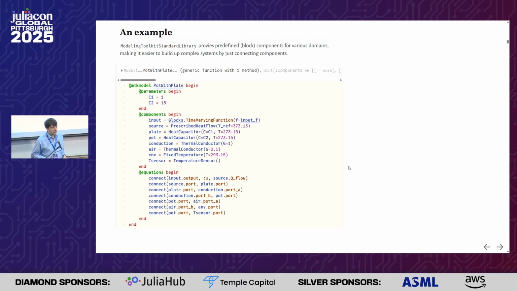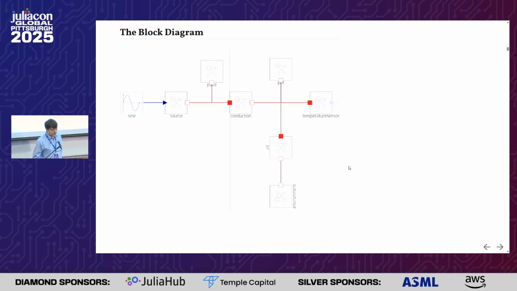And just as an example of what this looks like, here we have a simple thermal system where we have some heat source that heats up a system of a plate and a pot. So you're making tea, for example. And this is also in contact with the air around it. And now we can either look at this, or we could also represent this graphically.